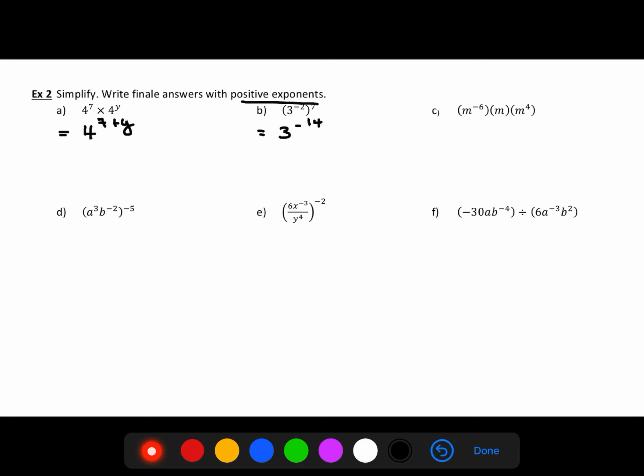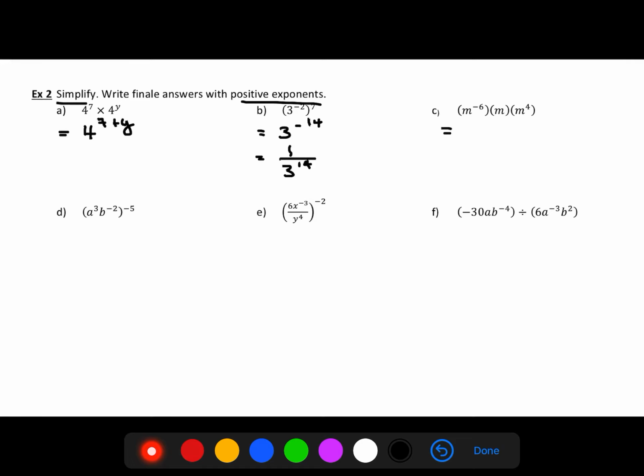Notice that we want our answers with positive exponents. So we're going to flip that to the bottom and make it a positive 14. So 1 over 3 to the power of 14 is our final answer. And notice that our question said simplify. It didn't say evaluate, so we don't have to go any further than this.